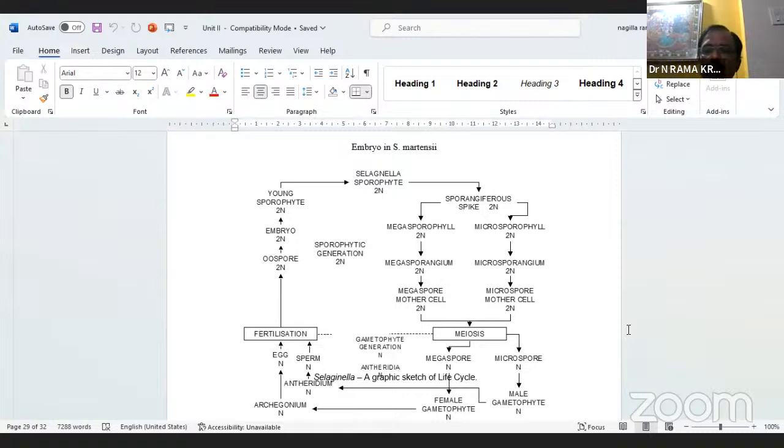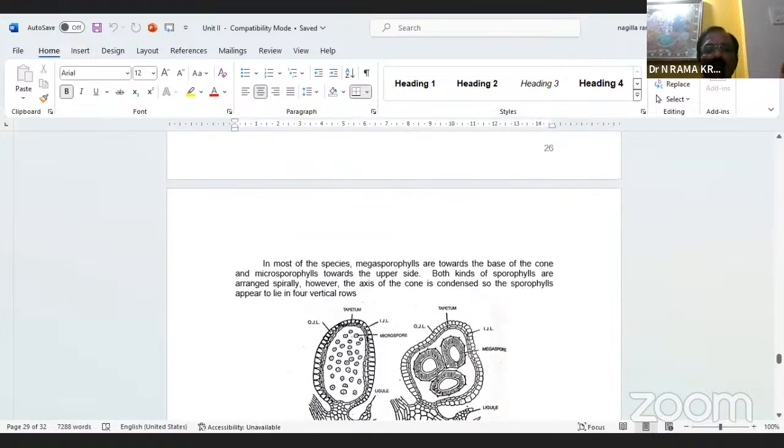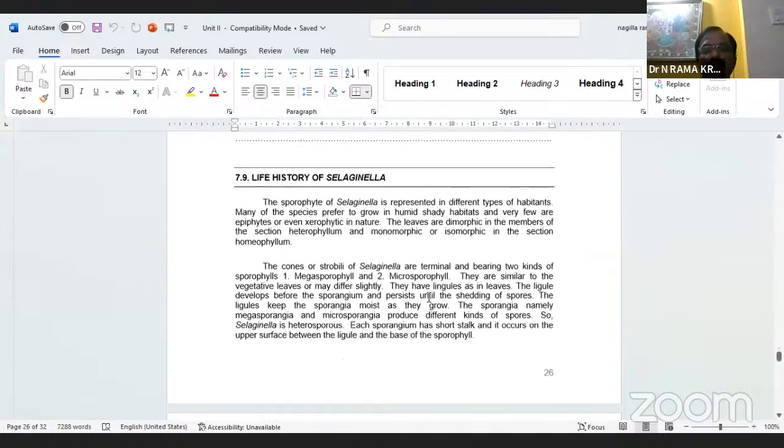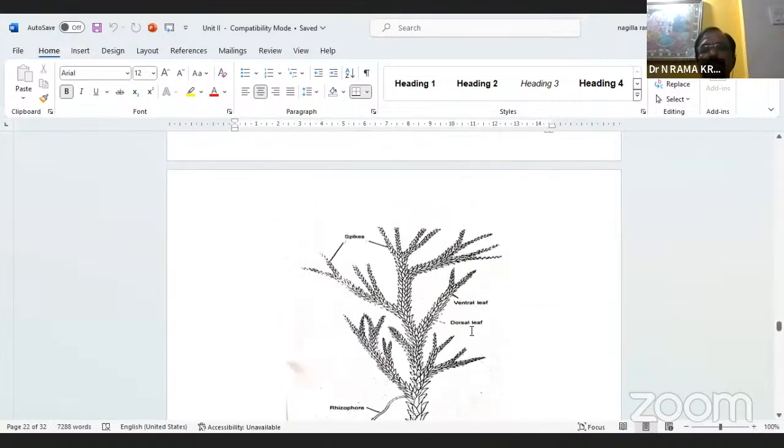Now you see here, I'm showing the life history of Selaginella. The Selaginella plant body is a sporophytic plant body. The sporophytic plant body produces spores. Now you see here, these are the spores. But how does the development of the spores happen? Where is the Selaginella plant here? This is the Selaginella plant.